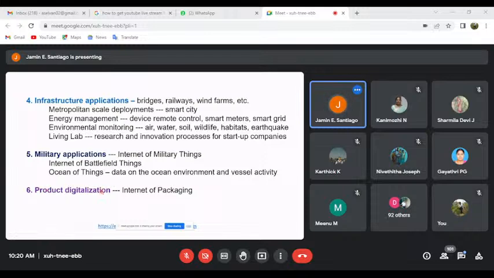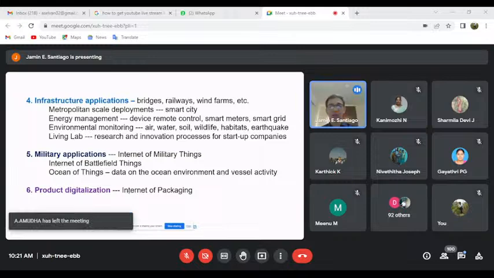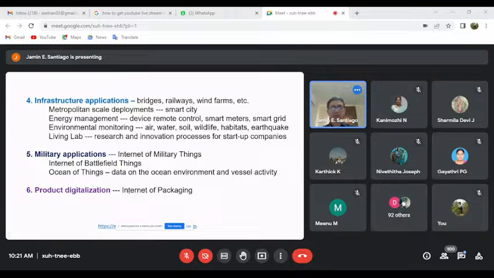Now for the product digitalization, the Internet of Packaging, this is actually passive. So when we go to a grocery, we buy some products with a QR code, with a barcode. So this will be connected to the inventory. It will be connected to the forecasting and connected to the supply chain controls. So we will have the Internet of Packaging.